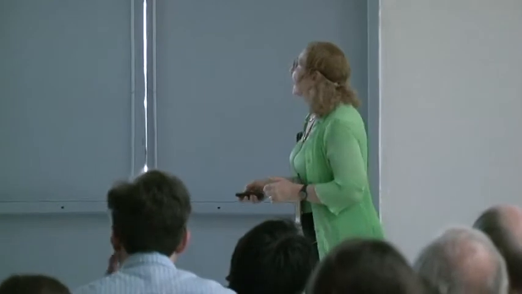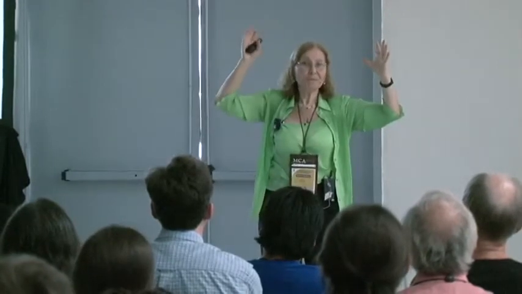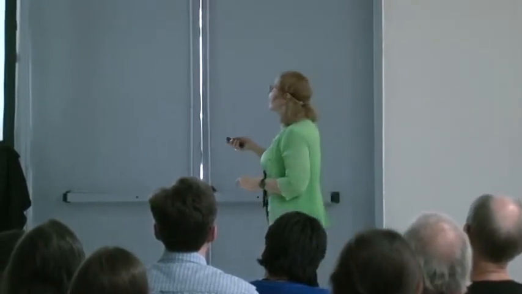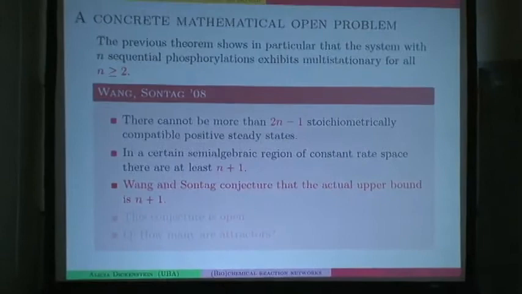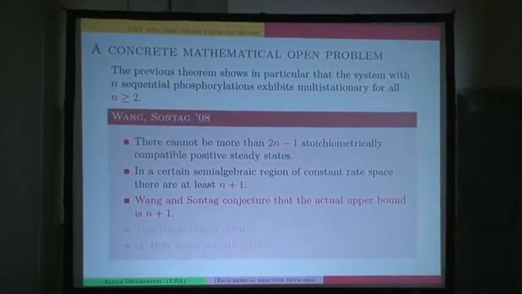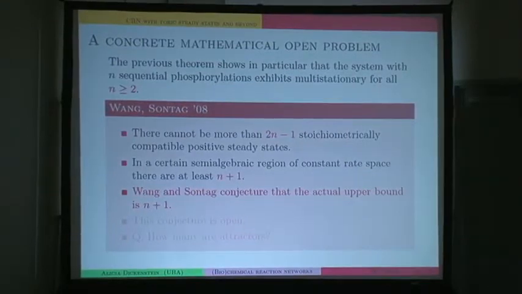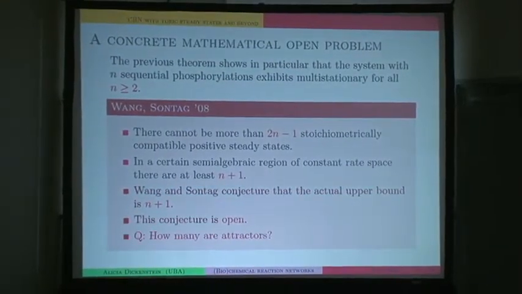And then they proved, so we have the positive orthant in constant rate space, in the space of the kij's. In fact there exists a semi-algebraic decomposition of this space, and in each of the cells in the complement, the number of real roots is the same. And what they were able to do is, in some small corner of this orthant in constant rate space, they proved that there were at least n plus 1 positive roots. And in fact, they conjectured that the actual upper bound is n plus 1. This is only known for n equals 1 and 2, that the bound is 3 and it cannot be more. But in general, it's wide open.